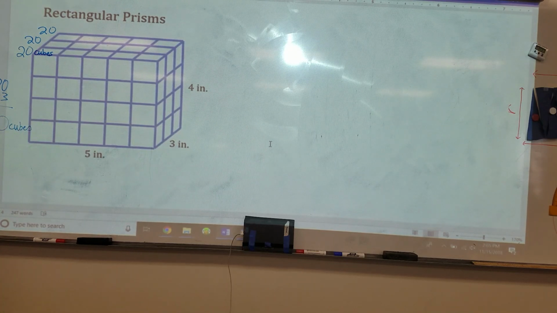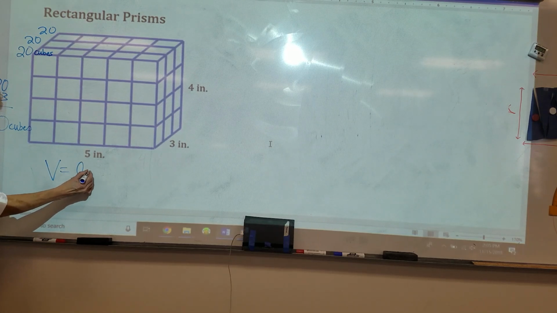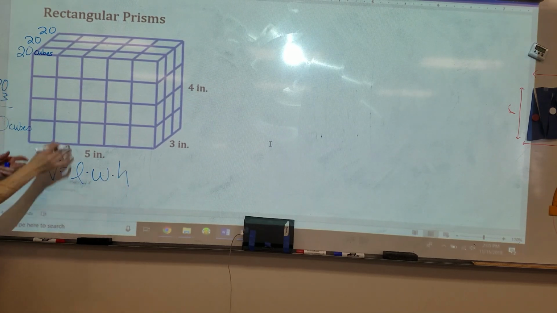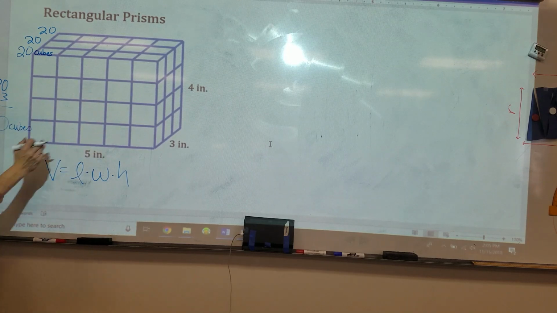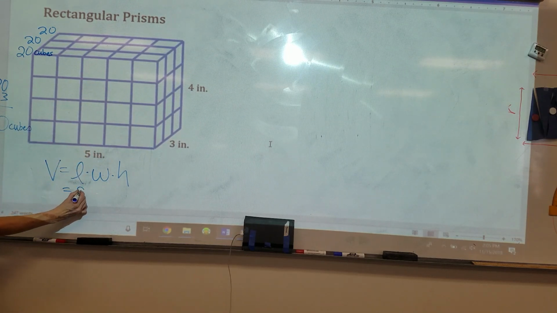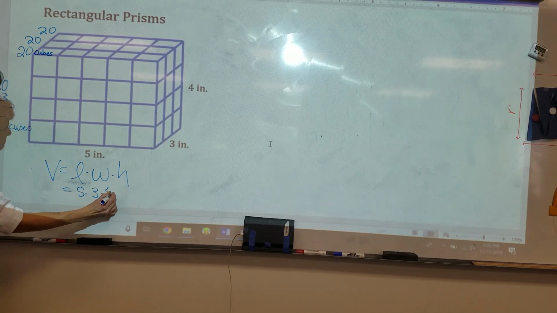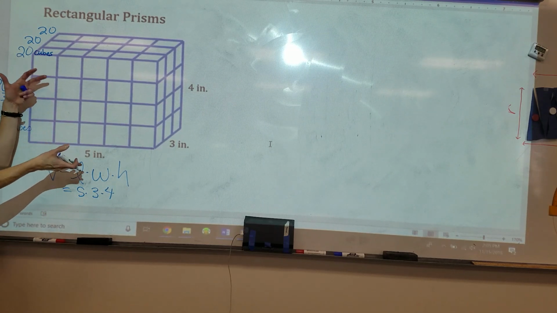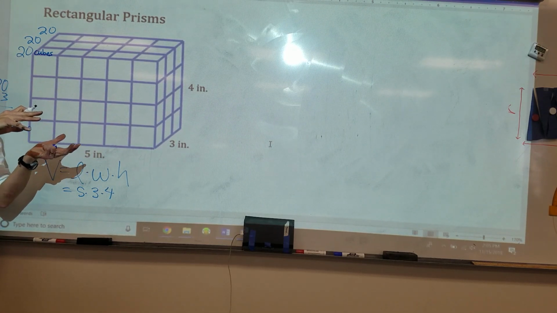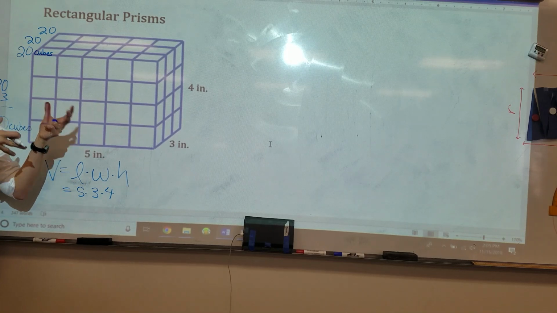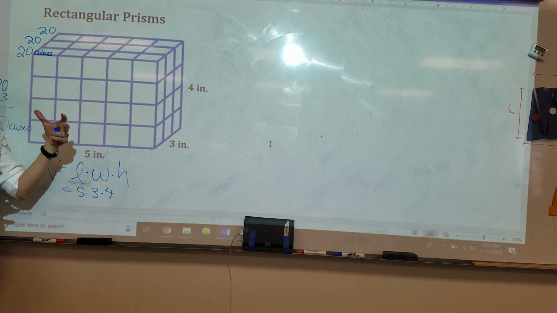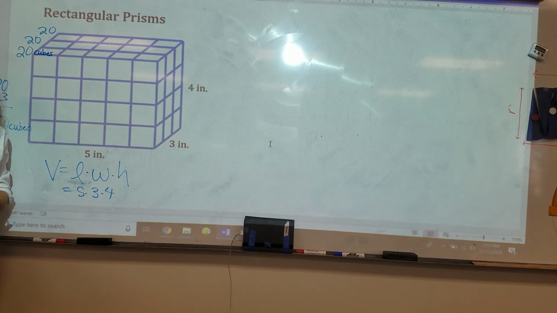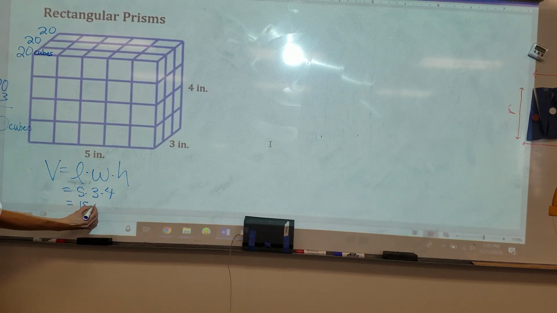Well, the shortcut way to do it, we're going to talk about, is the volume is the length times width times height, or really the area of the base times the height. So the length is 5, width is 3, height is 4. If I turned it on its side, does length, width, and height have a different meaning? If I turned it again, can I really interchange them a little bit? Length, width, and height. Okay? So 5 times 3 would be 15, times 4, there's our 60.